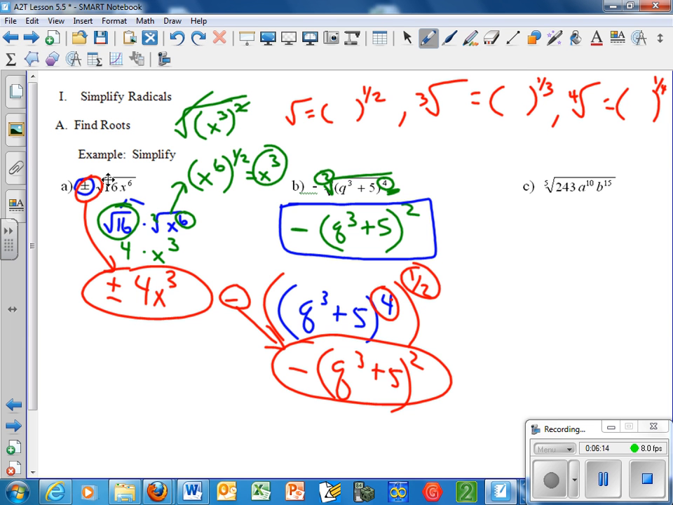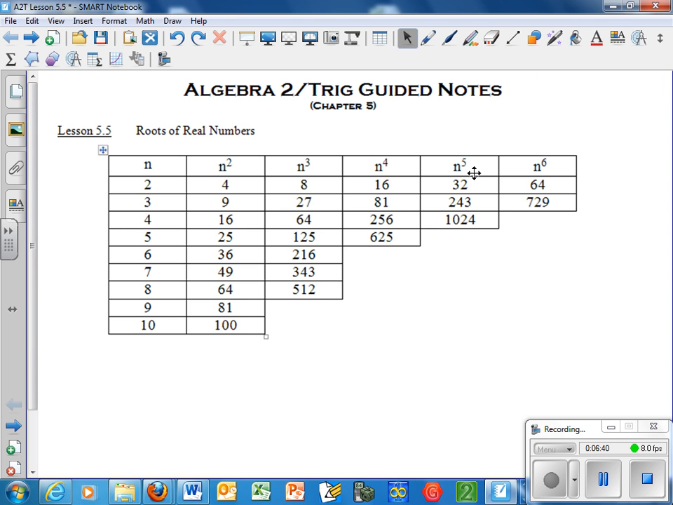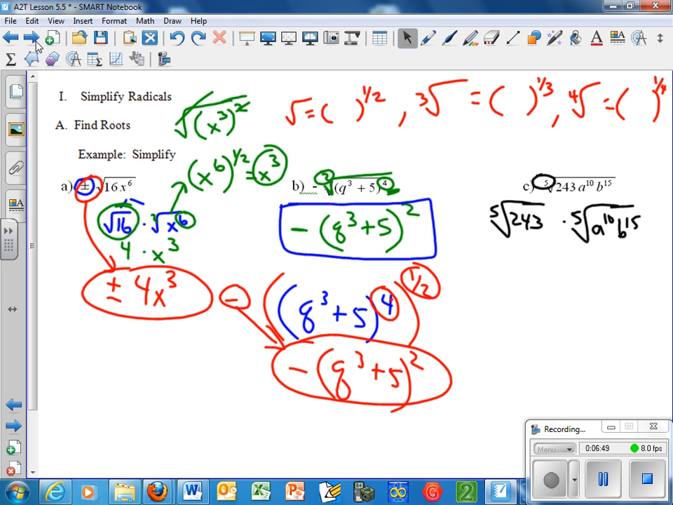Over here, now we have a 5th root. So I want to do the 5th root of the coefficient, which is 243, and then the 5th root of a to the 10th, b to the 15th. If you think back to your sheet here, looking down the perfect powers of 5, you'll notice 243 is down in the 5th column, it is 3 to the 5th power. So the 5th root of 243 is 3.